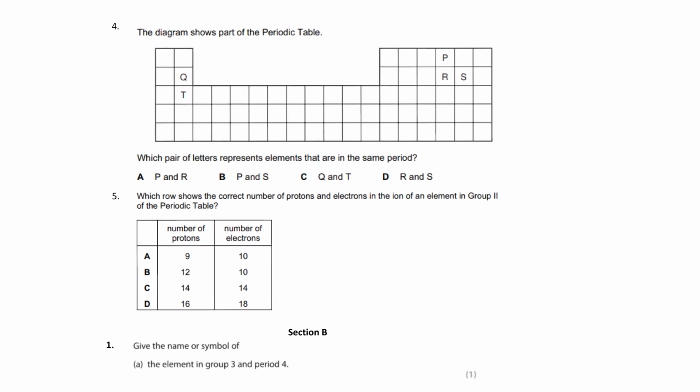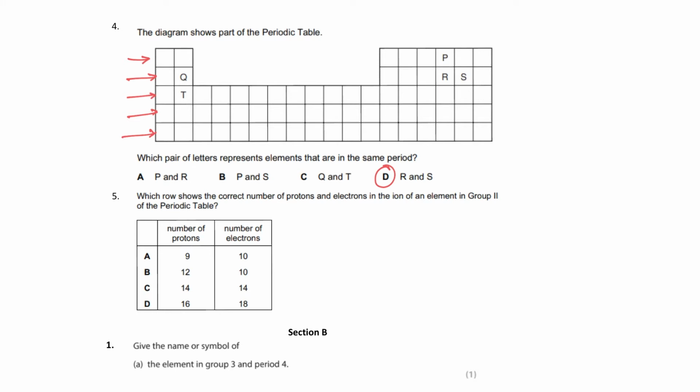The diagram shows part of the periodic table. You have different elements in there. Which pair of letters represents elements that are in the same period? Again, remember that period means these rows, and these rows tell us the number of electron shells that they have. So you can see that P is in a period of its own. Q, R and S are all 3 in the same period. So that's why we are going to go with D. T is in a period of its own.